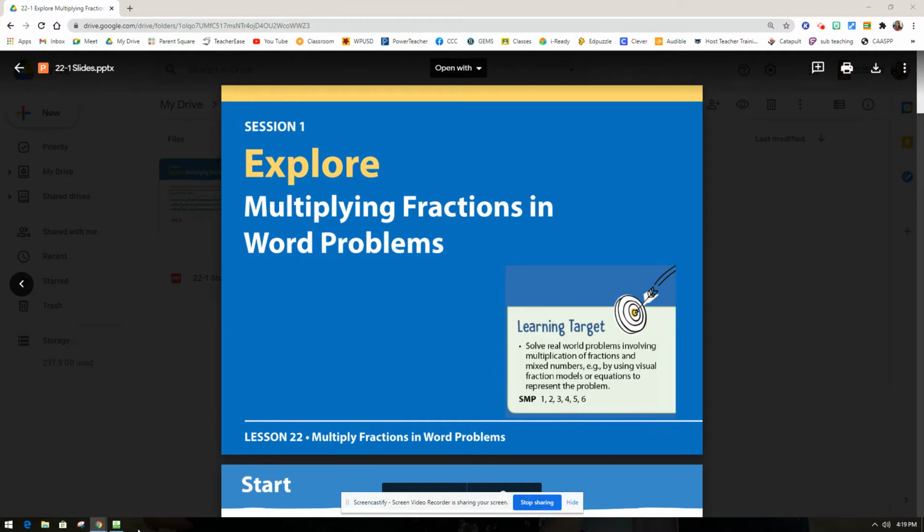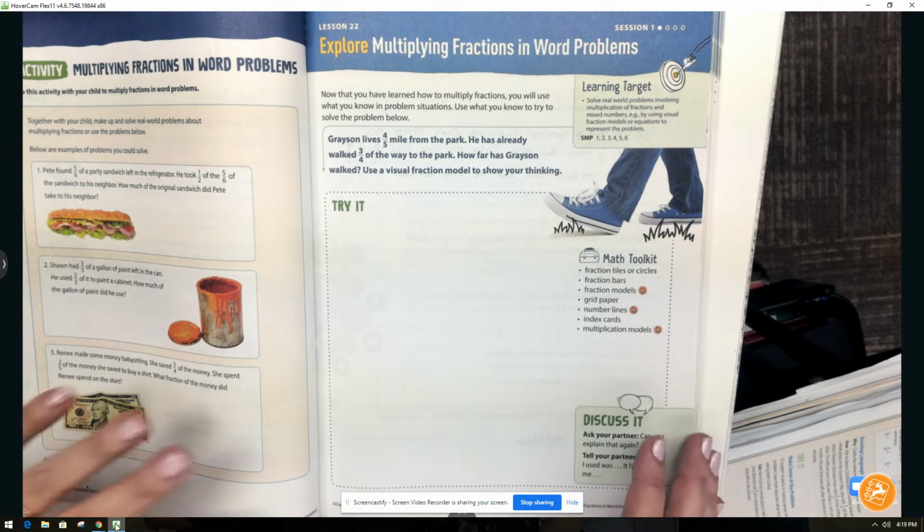Now, for the last several weeks, we've really been working with multiplying fractions, and we have a solid foundation of how to multiply fractions. But now we're going to put it into practice and find out some real life applications and ways that we can multiply fractions. So we are going to be working in our Ready Classroom Math Workbook on pages 437 through 440. So go ahead and turn to page 437 now.